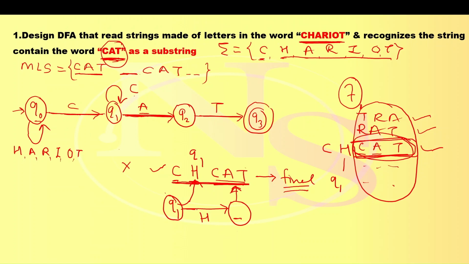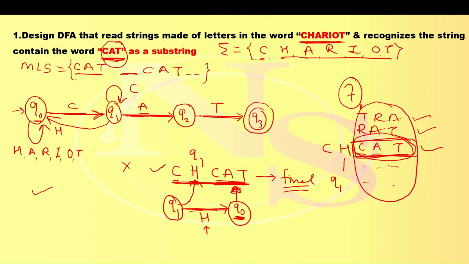Hence the transition from Q1 for symbol H will go to some other state, and from that other state there will be a path for CAT to go to final. So in the existing DFA, which is the other state that we need to find out? From where is there a path for CAT? Check one by one. Is there any path from Q0? Q0 reading C, A and T goes to final. We got it. CAT path from Q0. So that other state is nothing but Q0. So the transition of H from Q1 will go to Q0.